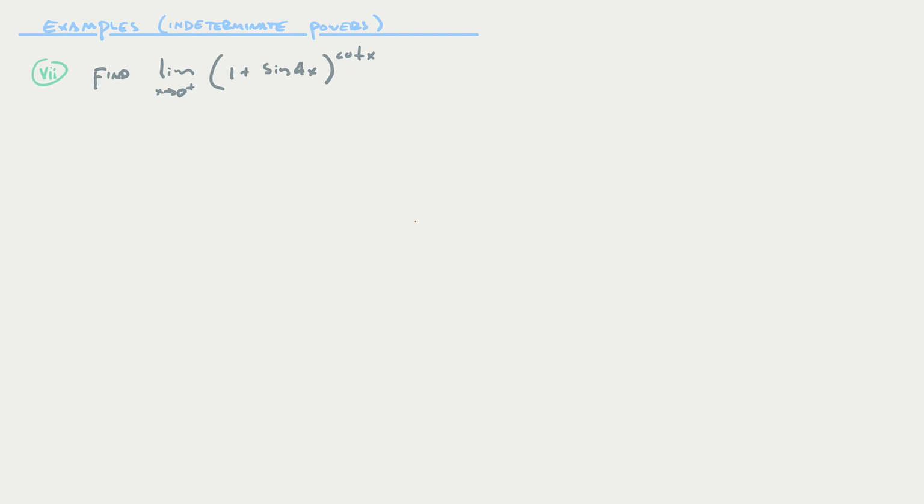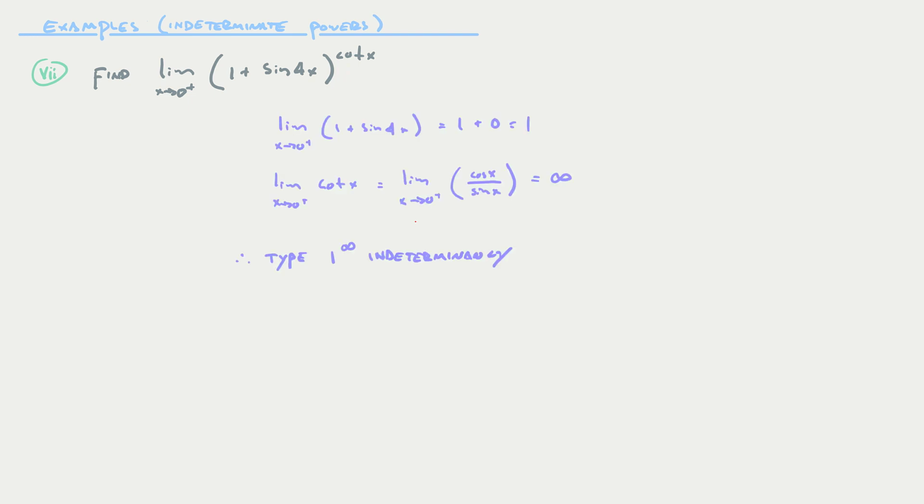Let's find the limit as x approaches 0 from the right of 1 plus the sine of 4x, raised to the cotangent of x. First, we need to assess whether or not this is even an indeterminate form to begin with, but very quickly you find out that it is. The base, 1 plus sine of 4x, as x approaches 0 from the right, you can just use direct substitution on it and you get 1.